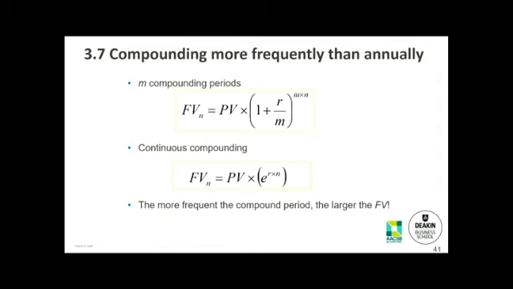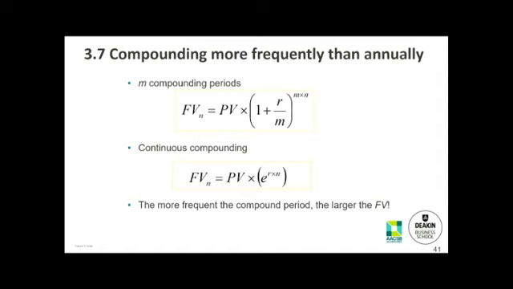We have more examples coming. Does this make sense for you? That's how it works. Let's leave the continuous compounding for a while. Let's do more examples. But you can see from my example, the more frequent the compound period, the larger the future value, isn't it?